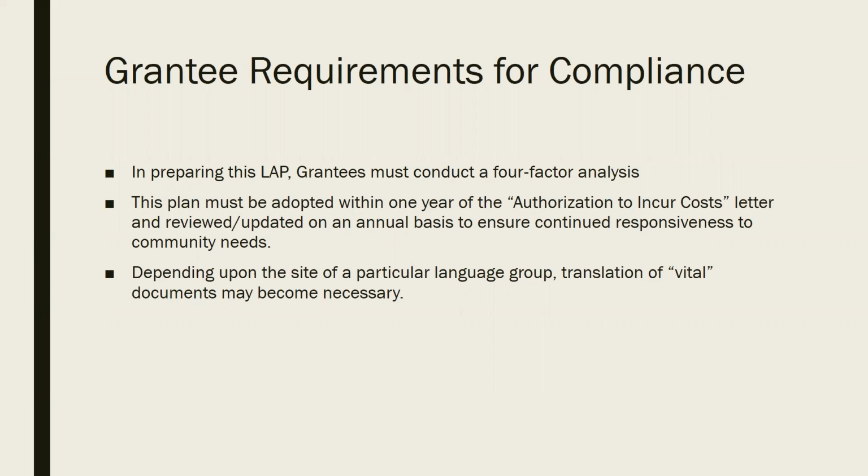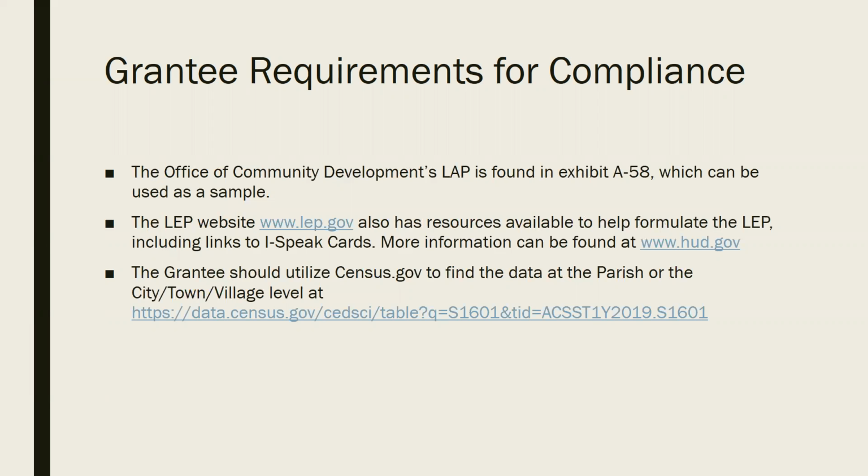Depending on your parish or city will determine if you have to take initial steps. So the numbers that you get from creating your 4-factor analysis for your language access plan will determine if you need to provide additional services. Our language access plan example is exhibit A58 in our handbook, and the LEP website is here, and you also can find more information on HUD, and you will use census.gov to get your data for your LEP.